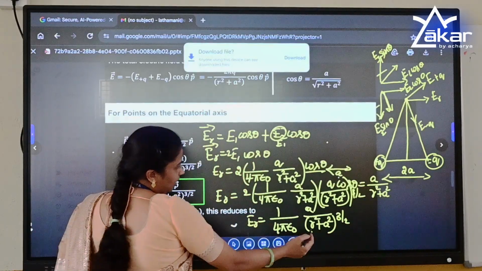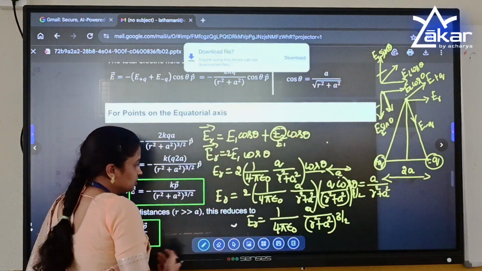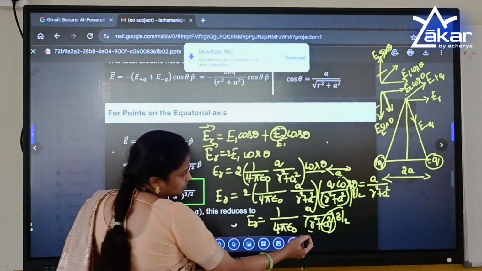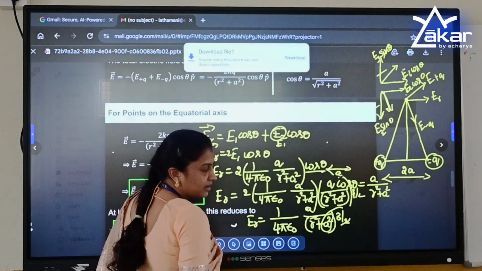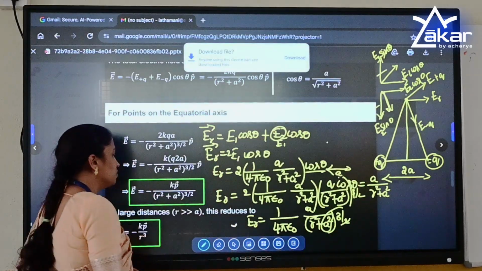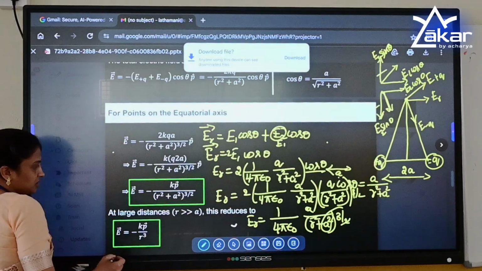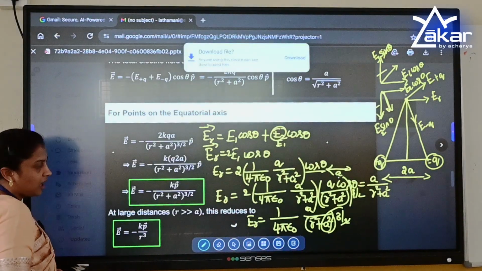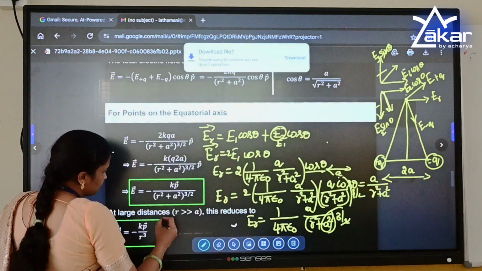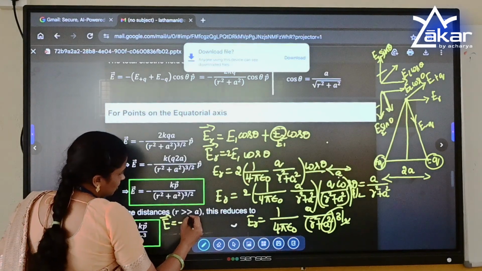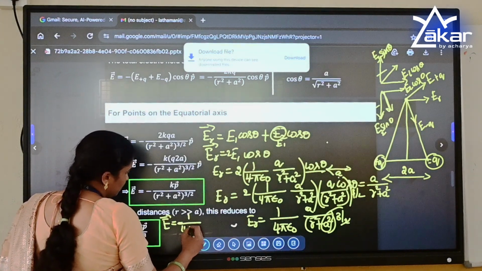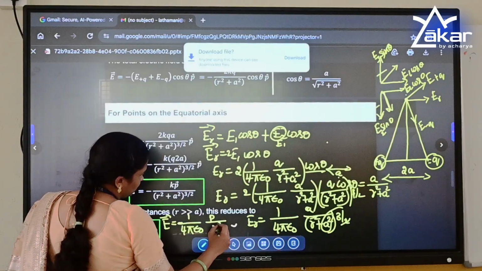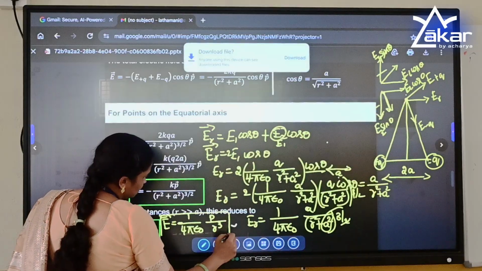Here r is greater than a, so we should neglect this term a. Then r square gets cancelled, and the remaining thing is r cube. So now the final expression is E is equal to 1 by 4 pi epsilon naught p divided by r cube. So what is the final expression? E vector is equal to 1 by 4 pi epsilon naught p divided by r cube. This is the final expression.